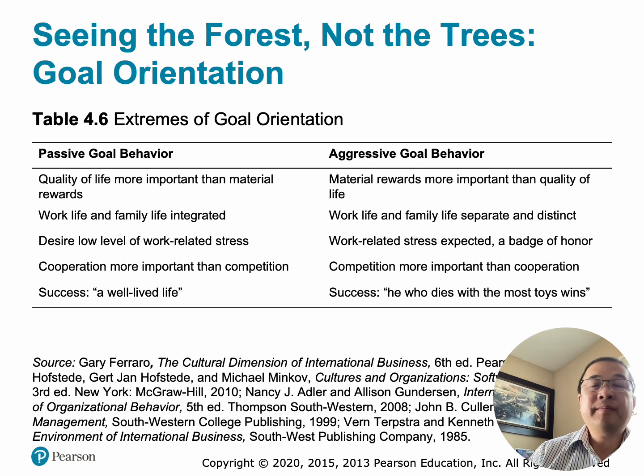Now, on the right side, we see examples of aggressive goal behavior. These cultures or individuals prioritize achievement, competition, and material success. Examples here would include material rewards being more important than quality of life. Money, promotions, and status are major motivators. An example would be working long hours for career advancement.